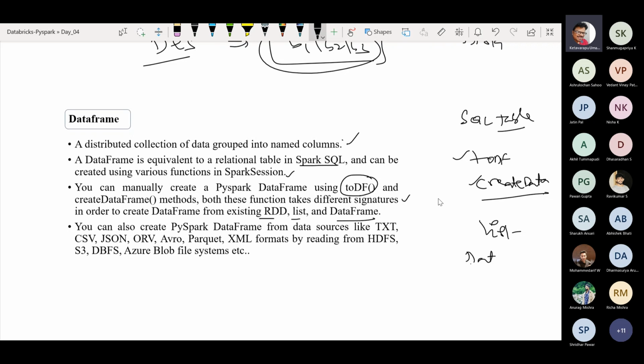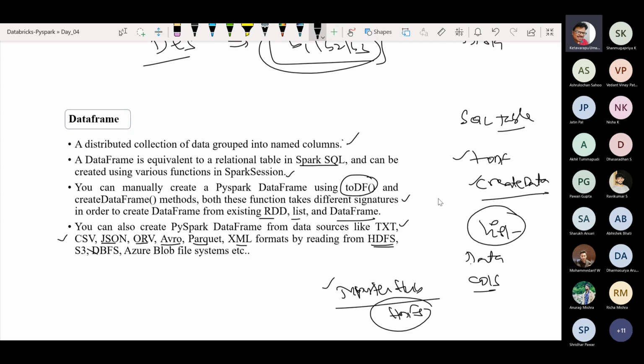We have created data along with the schema columns and tagged together with the help of createDataFrame, so that we can generate a fine-tuned data frame. You can also create a PySpark data frame from sources like text file, CSV, JSON, ORC, Avro, Parquet, XML, like that. And of course, guys, if you are running JupyterHub on top of your Hadoop distributed file system, in that case also I can access my data from HDFS.